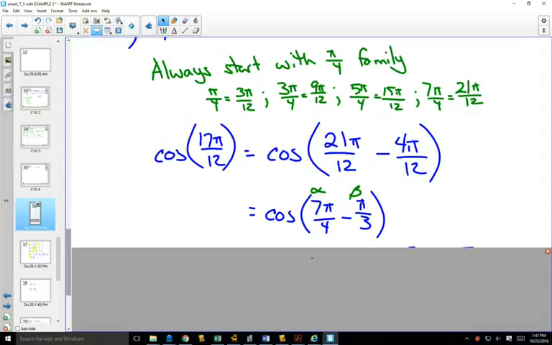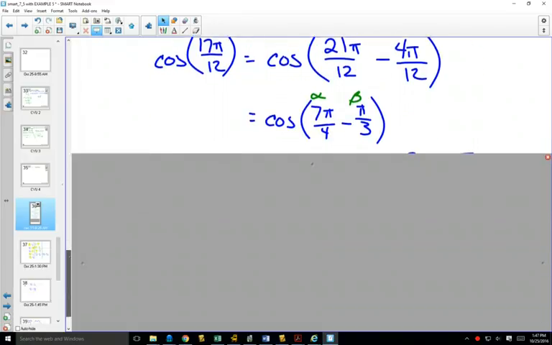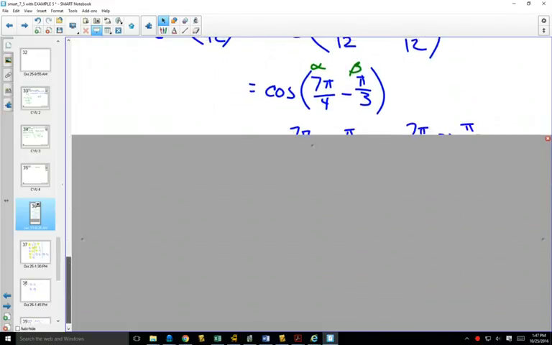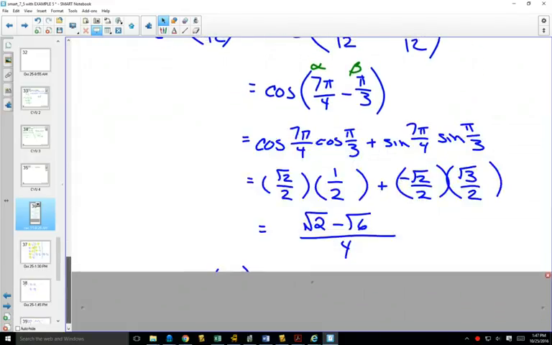No matter which one of those that we had listed before you choose, you will get the same answer in the end once you've simplified it. Some of you have already done the work with the angles that you've chosen. If you want to check how it turns out, you should have got root 2 minus root 6 all over 4.